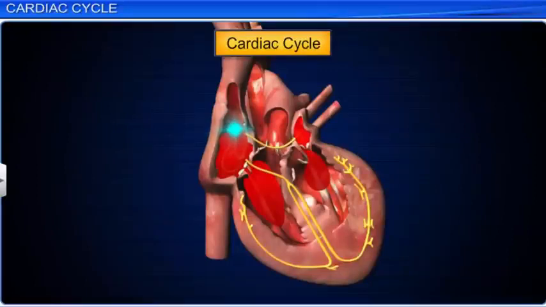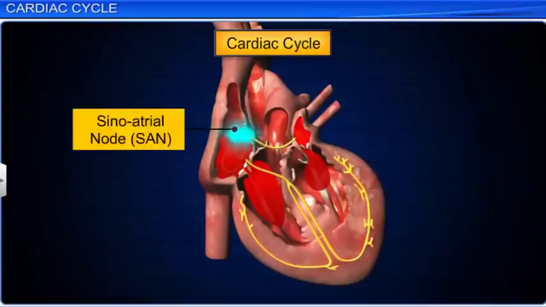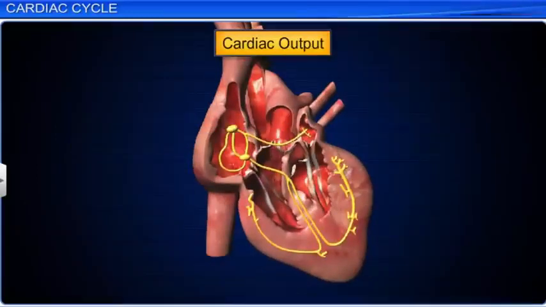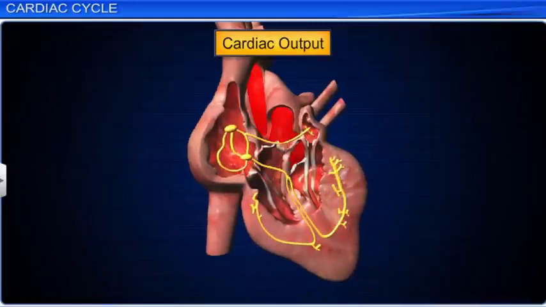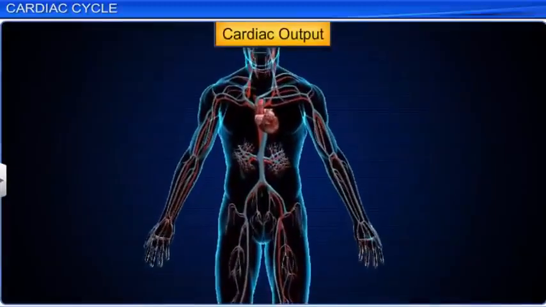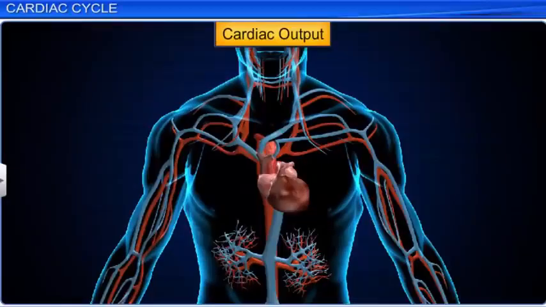This sequence of events is repeated again as the SAN generates another action potential, resulting in the cardiac cycle. Cardiac output, or efficiency of the heart, is calculated using the volume of blood pumped by each ventricle per minute. Normally, each ventricle can pump around 70 milliliters of blood per beat, which is also called the stroke volume. So, cardiac output equals the product of the stroke volume and the number of beats per minute.